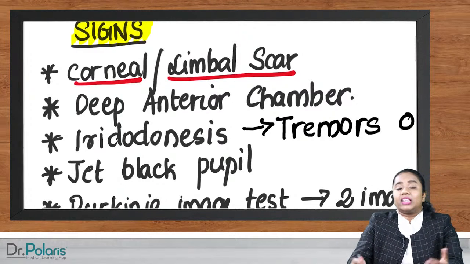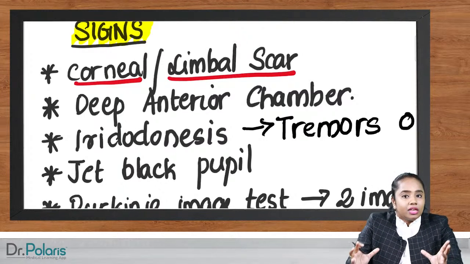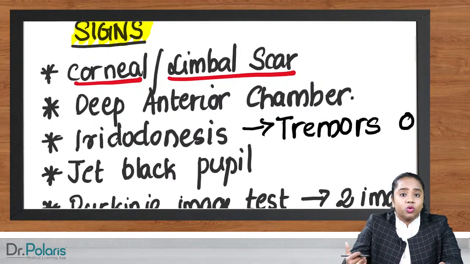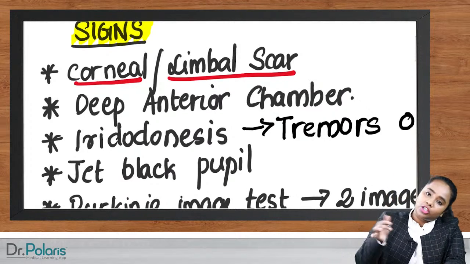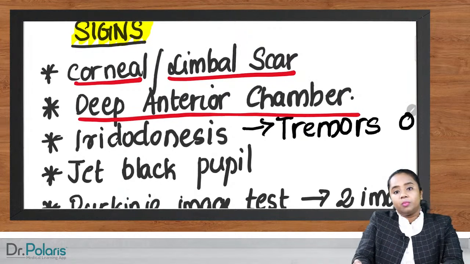Then you can see that the anterior chamber is similar to hypermetropia. Always remember the signs of hypermetropia to correlate with aphakia. Here also the anterior chamber is going to be a little deeper compared to the normal. So, a deep anterior chamber is our second point.